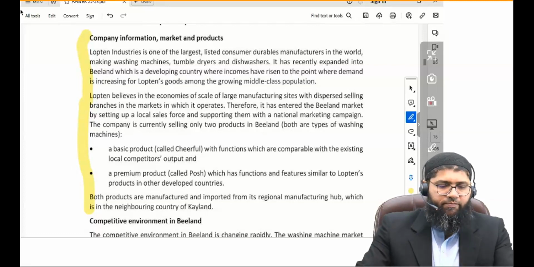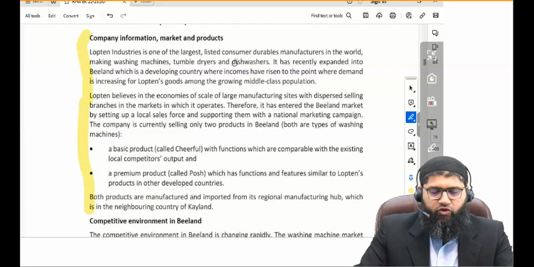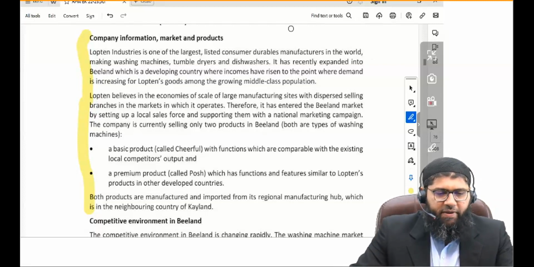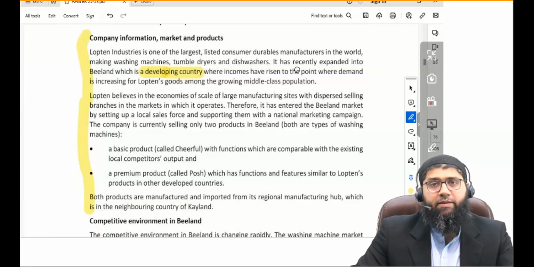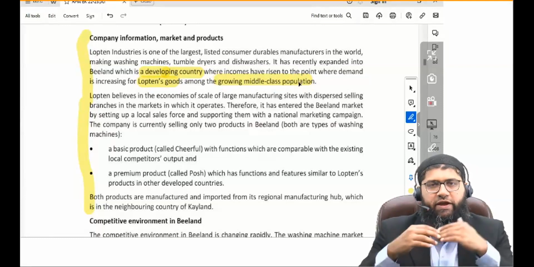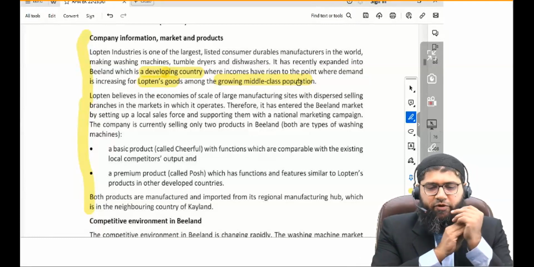Okay, let's just start off. It says Lopton Industries is one of the largest listed consumer durables manufacturers in the world, making washing machines, tumble dryers, and dishwashers. It has recently expanded into B land, which is a developing country, where incomes have risen to the point where demand is increasing for Lopton's goods among the growing middle class population. So the income levels are rising in B land, and due to which the demand is increasing for the product.